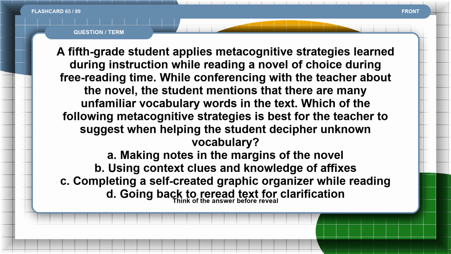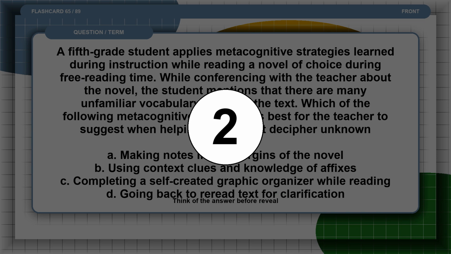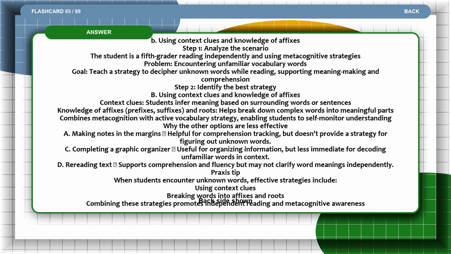A. Making notes in the margins of the novel. B. Using context clues and knowledge of affixes. C. Completing a self-created graphic organizer while reading. D. Going back to reread text for clarification. Pause and think of the answer before the reveal. The answer is B. Using context clues and knowledge of affixes.